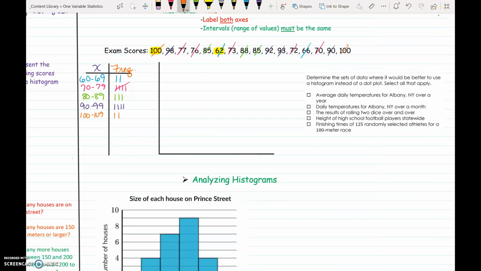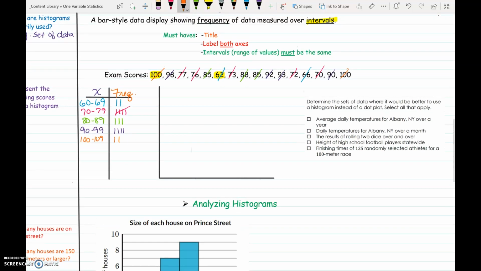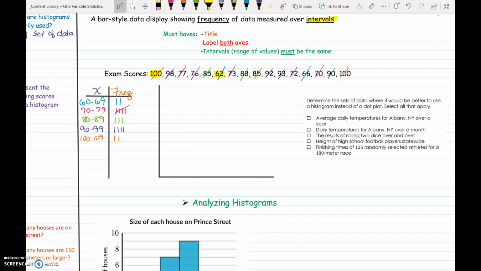Okay, so I've got my frequency table all filled in. And I just want to double check that I got everything. Okay, so everybody is accounted for. All right, so when we go to set up our histogram, again, what's our title? Well, what are we talking about? Exam scores.